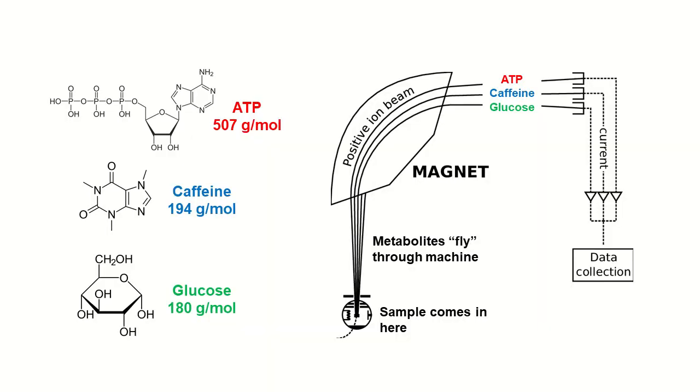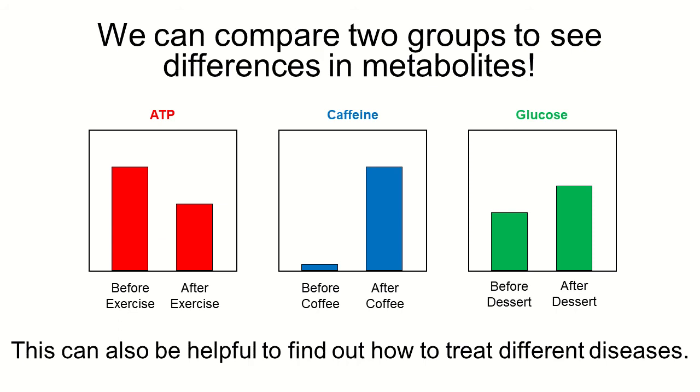Once they're in the machine, we can see the metabolites. On the left here are 3 different ones: ATP, caffeine, and glucose. The metabolites fly through the machine, and a powerful magnet repels them in a different direction. Now, metabolites are different sizes and shapes, so when they get repelled, some don't get pushed away by the magnet quite as much, and they spread out like a fan. Finally, those metabolites hit a detector, and a computer is then able to tell us how much of that metabolite was in our sample. With this information, we can compare 2 groups of people.